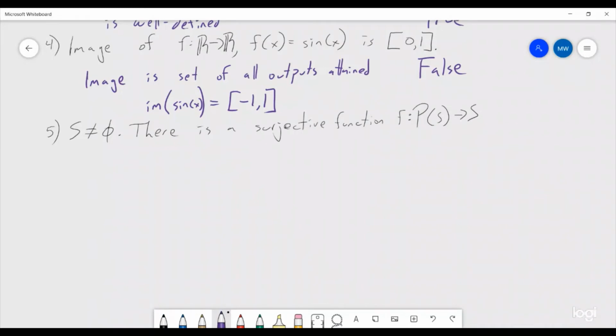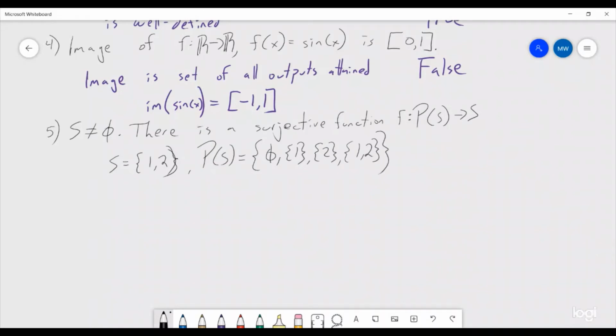Okay, so let's look at a couple examples. For example, if S is the set {1, 2}, then the power set of S is the set of all subsets of S. That would be the empty set, the set containing 1, the set containing 2, and then the set containing 1 and 2. So we could send {1} to 1, and we could send {2} to 2, and then it doesn't really matter where we send these other elements. So this is an example of a surjective function from the power set of S to S. So this one is actually going to be true. And this is going to be true no matter what, because the power set of S is always larger than the set S, which means that there's always going to be a surjective function from the power set to S.